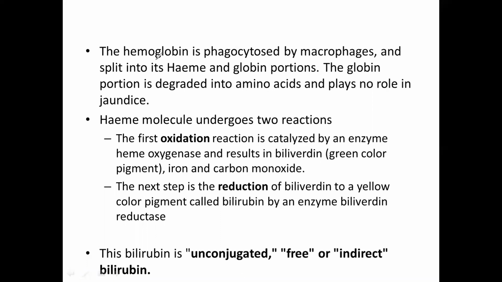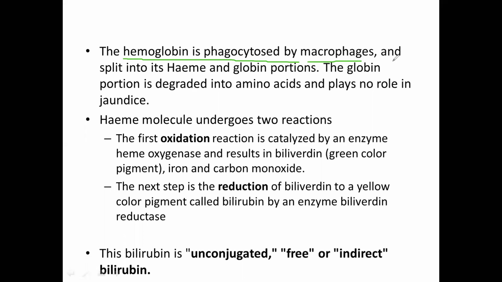So this hemoglobin is phagocytosed by the macrophages, and it splits into its heme part and globin portions. This globin portion is again degraded into amino acids, and it has no role in jaundice. So remember, this globin part has no role in jaundice. Only the heme part of hemoglobin has a role in jaundice. This heme molecule again undergoes two reactions.